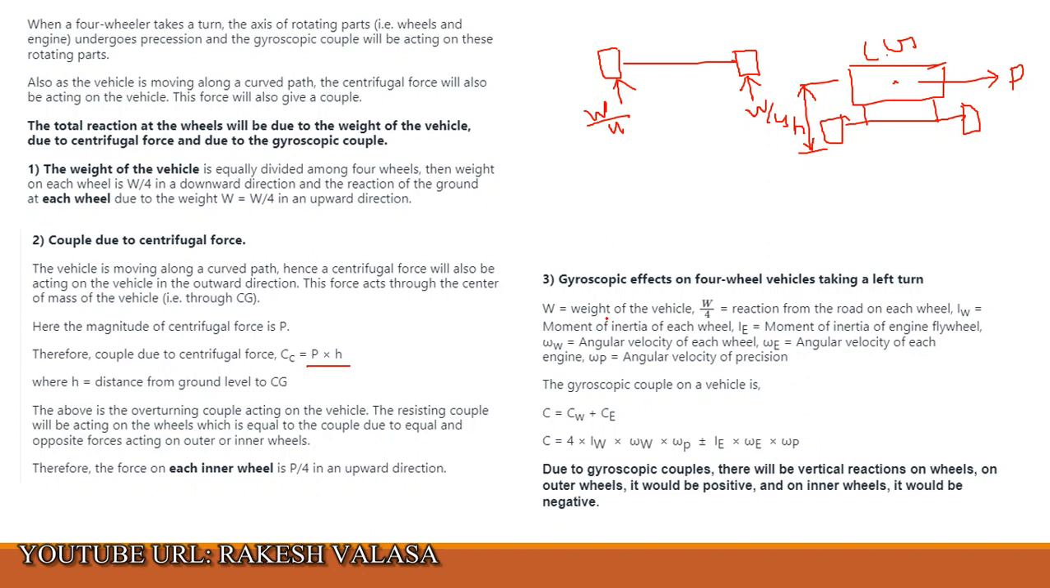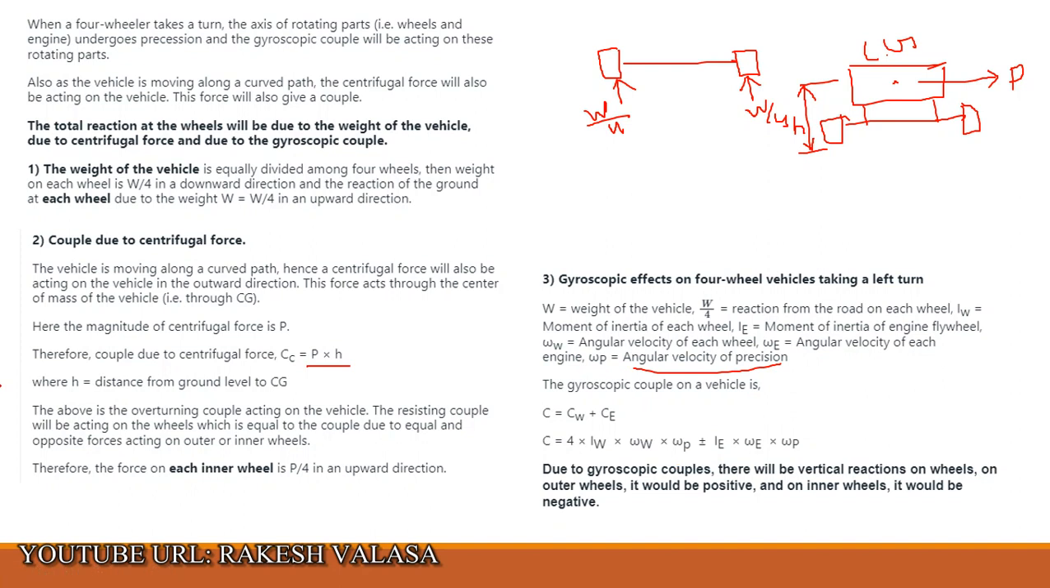W means weight of the vehicle. W by 4 means reaction from the road on each wheel. I omega means moment of inertia of each wheel. I means moment of inertia of engine flywheel. Omega W means angular velocity of each wheel. Omega E means angular velocity of the engine. Omega P means angular velocity of precession.